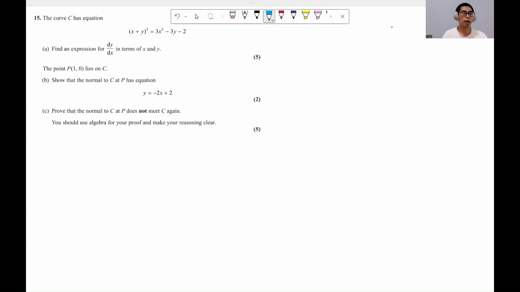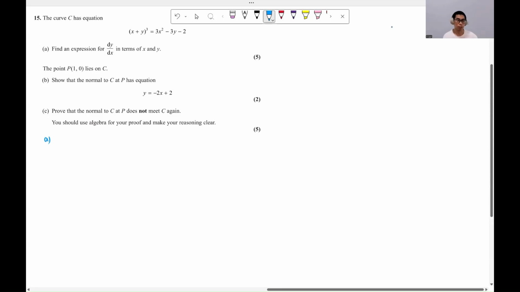Question 15. The curve C has equation (x + y)^3 = 3x^2 - 3y - 2. Find an expression for dy/dx in terms of x and y. Okay, so it's just implicit differentiation.